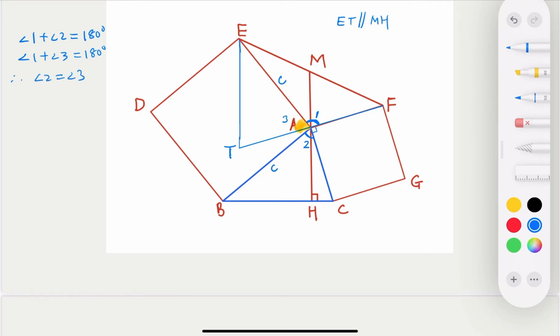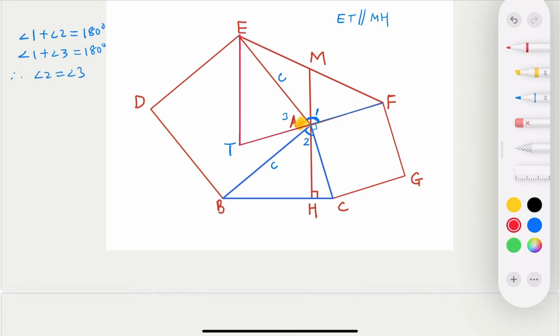So I claim that the two triangles are congruent. I'm running out of colors, but let's mark them. One is ABC, the other one is this triangle here. So one side is equal, and this angle is equal. 3 and 2 are equal. I just need to find another angle that is equal. So let's do that. How do we find that? Here we're going to use an either way.